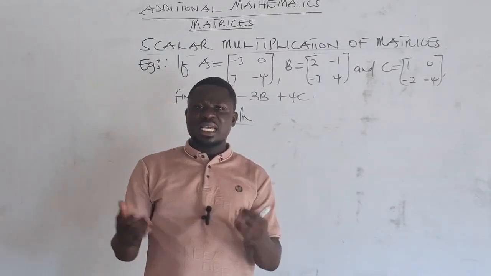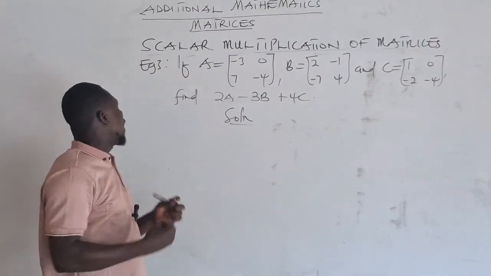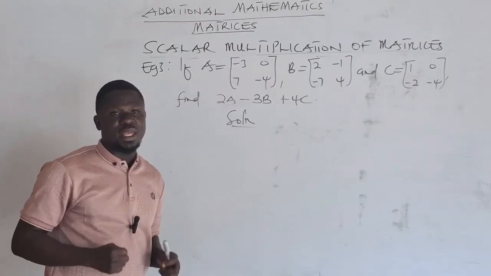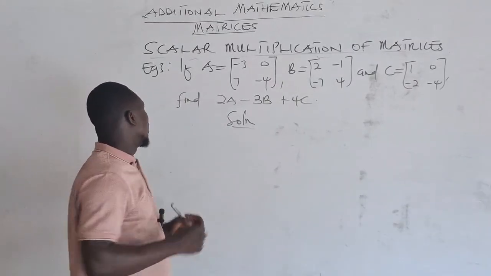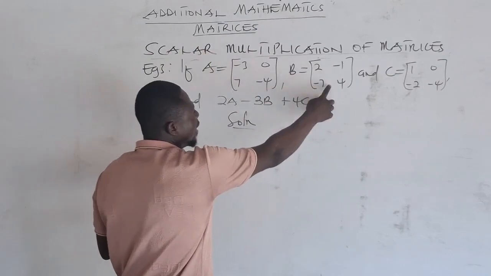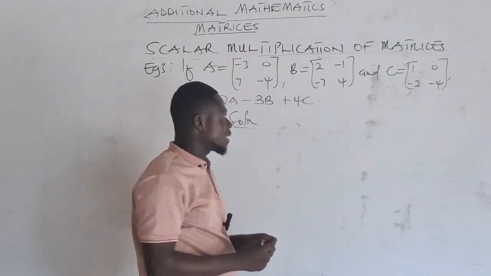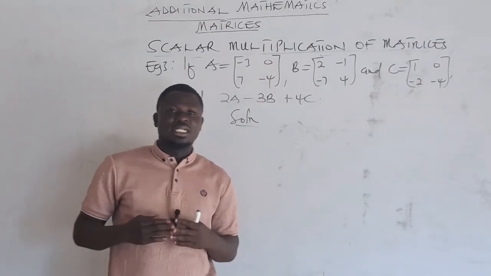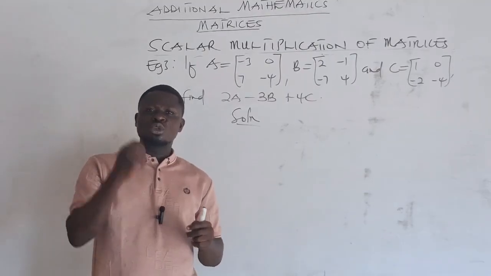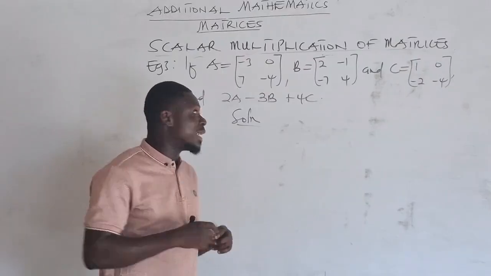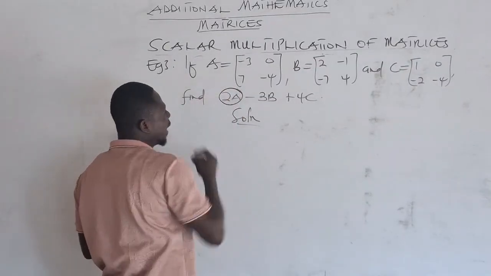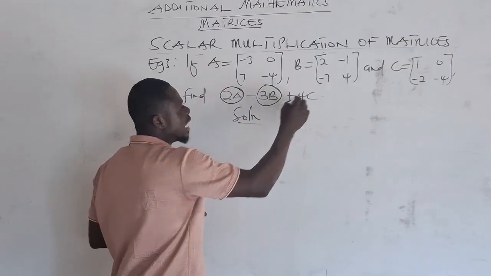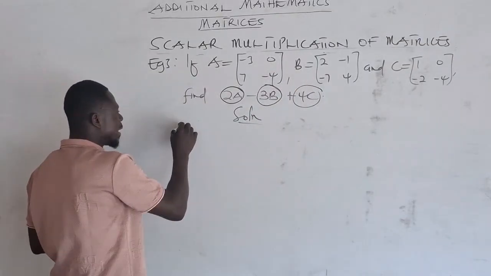Now in our third example for today, we are to find 2A minus 3B plus 4C, if A is this, B is this, and C is that. If we want to get the answer correctly, then what we need to do is to do it component by component. So let's pick only 2A, we solve for it. We pick 3B, we solve for it. Then we pick 4C.